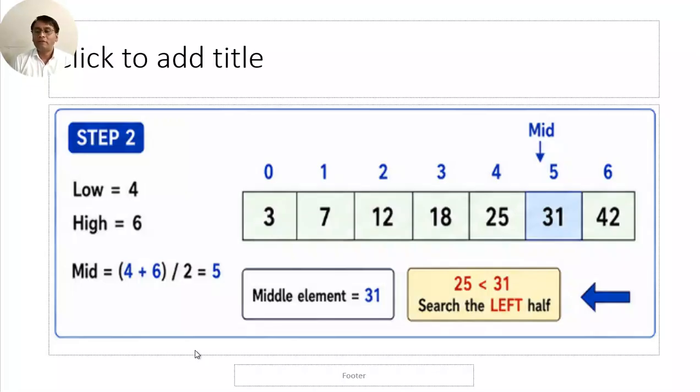The element at index 5 is 31, which is greater than 25. So the target value 25 is lesser than the mid element. So we can discard the right part of it and search in the left half. So who is the middle element? That is 5. So who is the left of it? We will see in the third step.